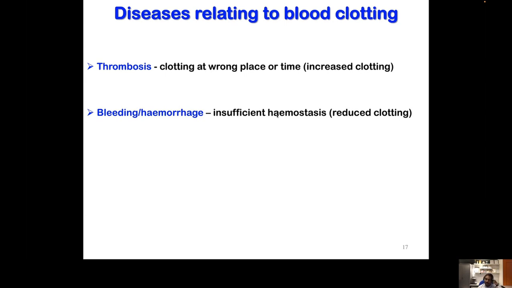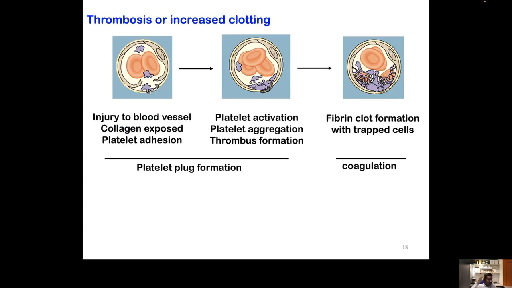That's a pathological condition. So there are two pathological conditions associated with blood clotting. One is unnecessary blood clotting or excessive blood clotting. The second one is bleeding, which is reduced blood clotting. Okay, so thrombosis and increased blood clotting.